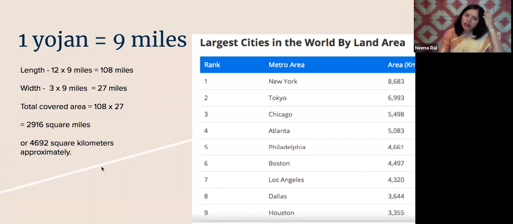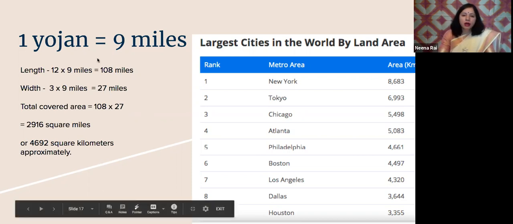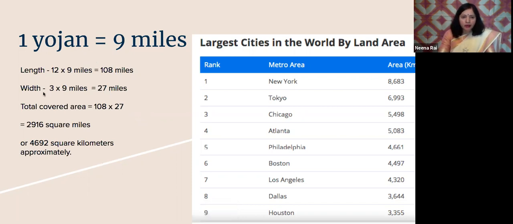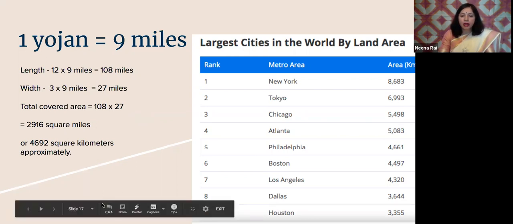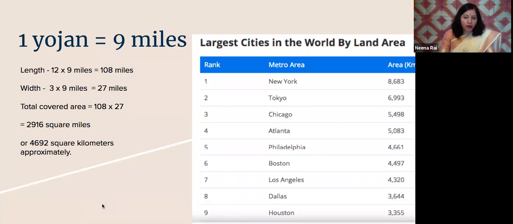And yojan is a calculation of ancient times. There is a lot of discrepancy about what a yojan should be, so a yojan is approximately equal to 9 miles. If we take the length and the width, we have around 108 miles in length and 27 miles in width. If we take out the area, we have approximately 4,692 square kilometers, which is the area of Ayodhya that we get.